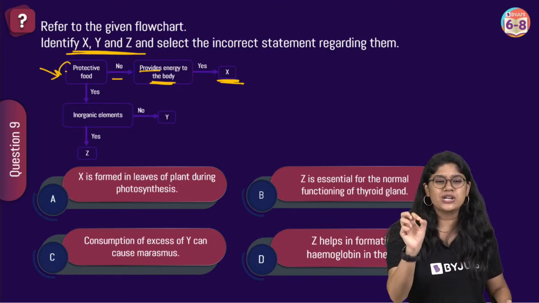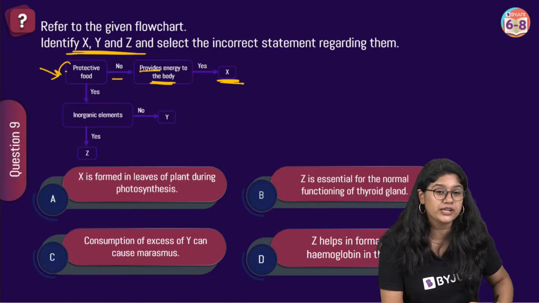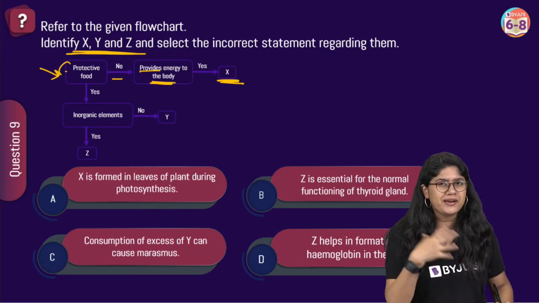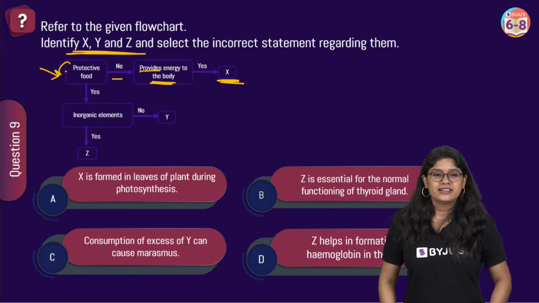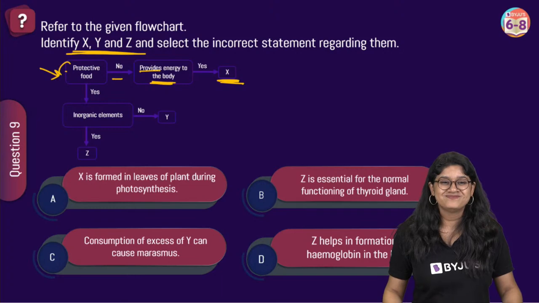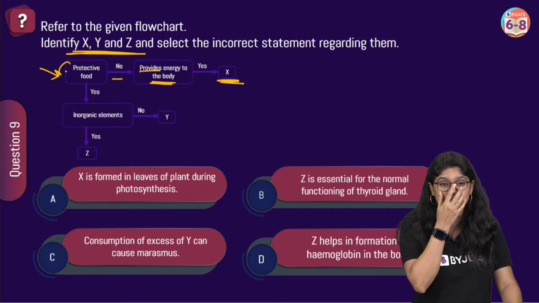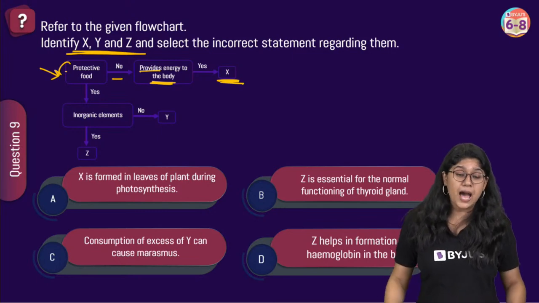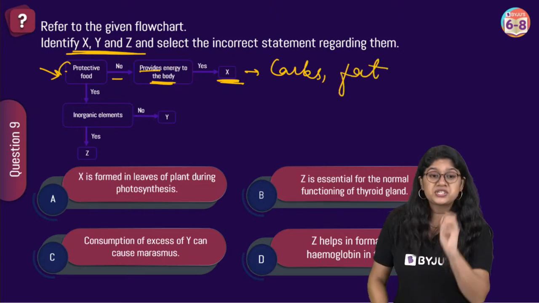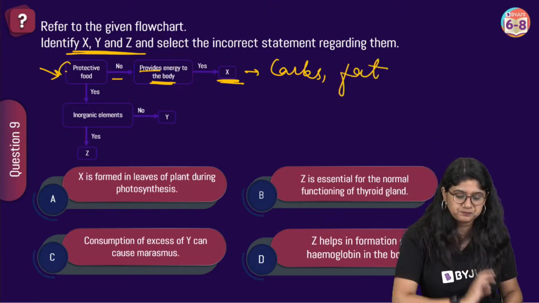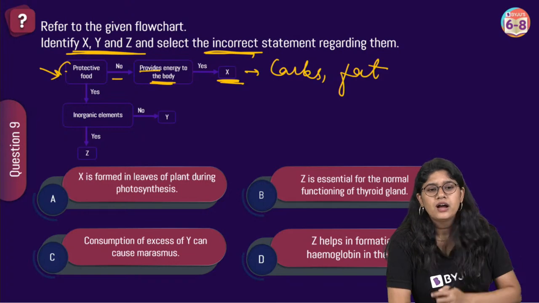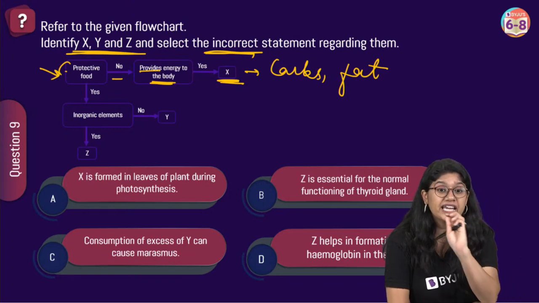Now you tell me, which components of the food provide energy to our body? We have 4 important components which provide energy to our body. Very good. Carbs and fats. Absolutely correct. So the food could be carbs or it could be fats because they provide energy. Very good. Now we have to pick the incorrect statement among these. Okay, tell me, are you aware of organic and inorganic elements?